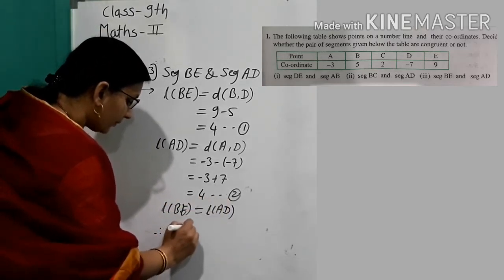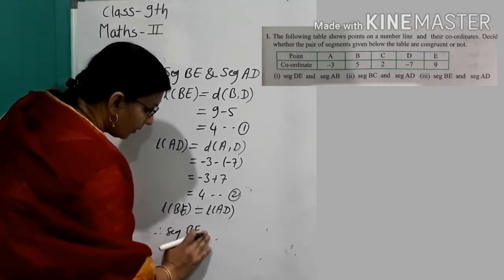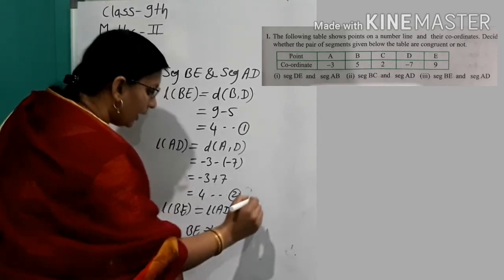Therefore, segment BE is congruent to segment AD.